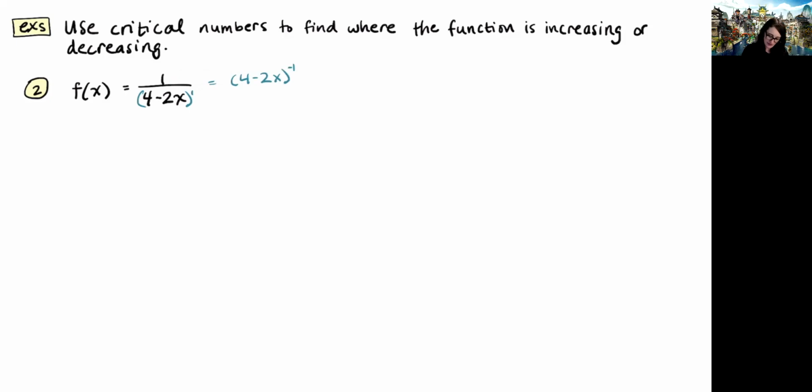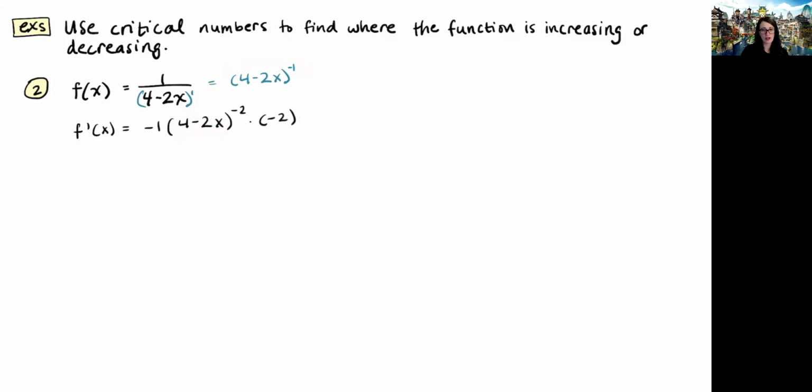Okay, so to find the derivative here, using the general power rule, we're going to bring the -1 down in the front and multiply. We leave the base the same. We subtract 1 from the exponent. And then we have to multiply this entire thing by the derivative of the base, or the derivative of the inside function. So the derivative of 4 minus 2x is -2.